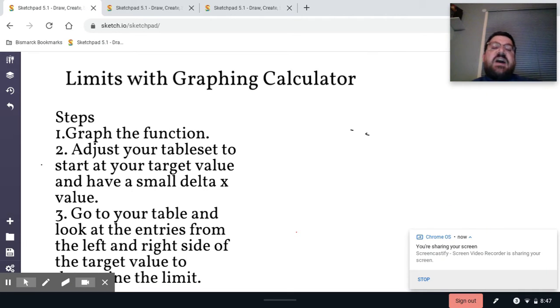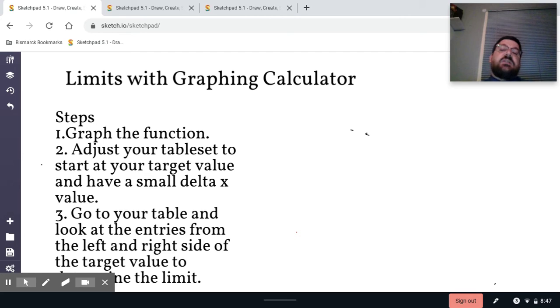Today we're going to be talking about finding limits using your graphing calculator. We have a set of steps here. We're going to graph the function, whatever function we want to find the limit of. Then we're going to adjust our table set.